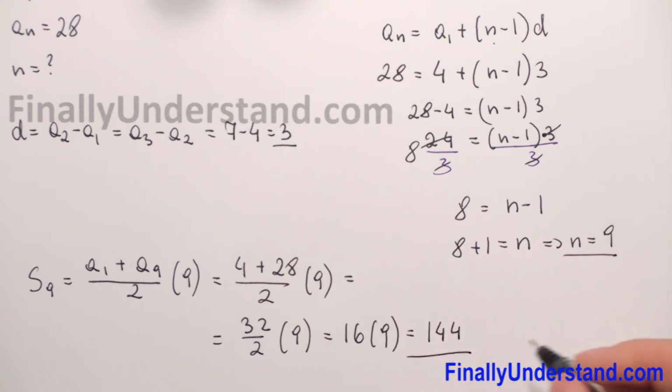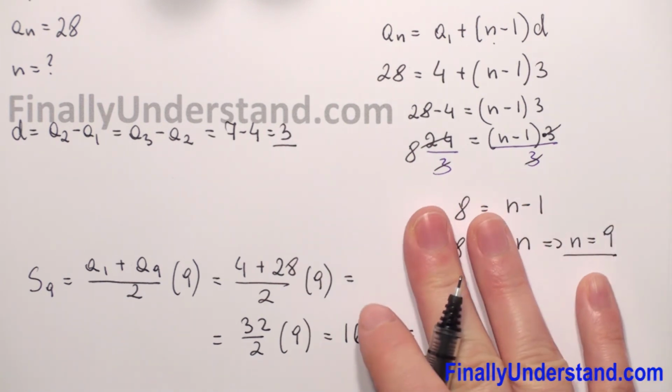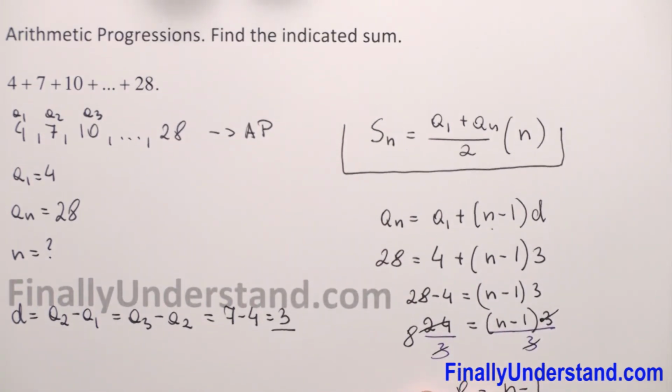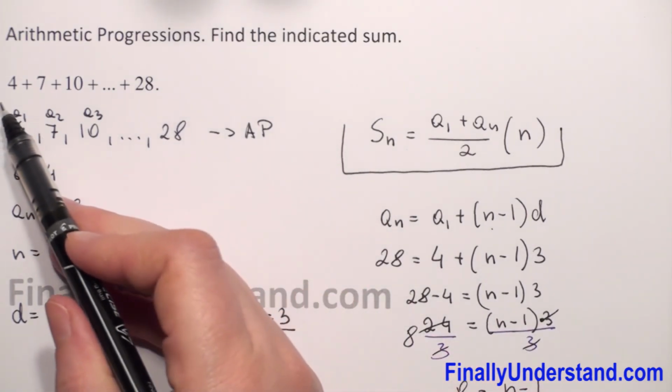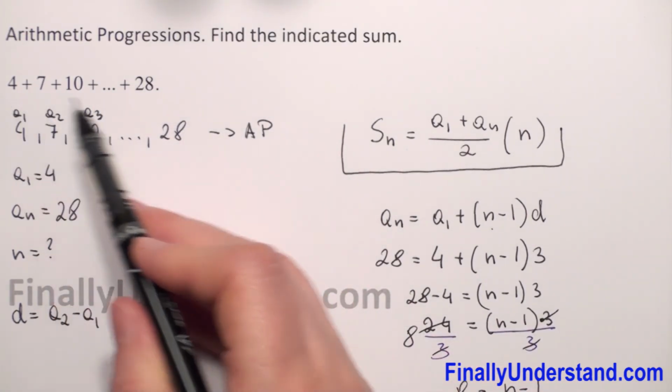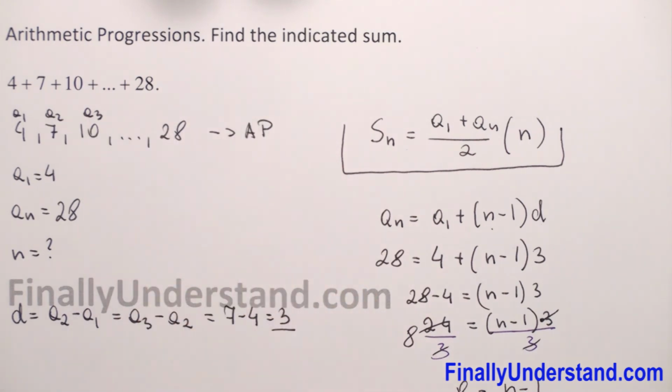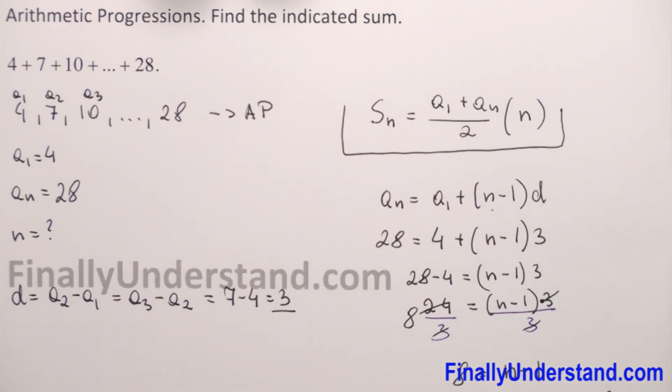We found the sum of these terms from 4 to 28 of the arithmetic progression. This is my solution.